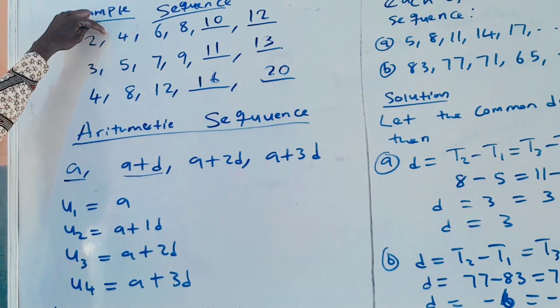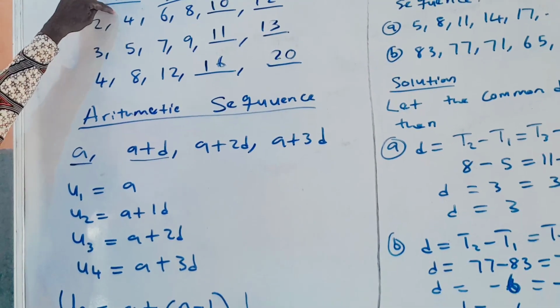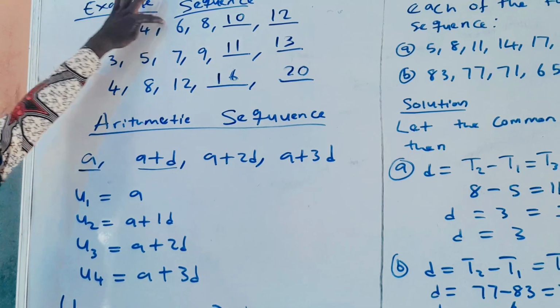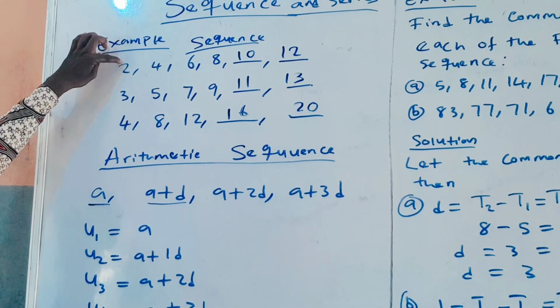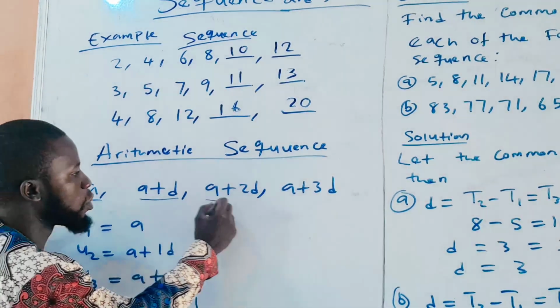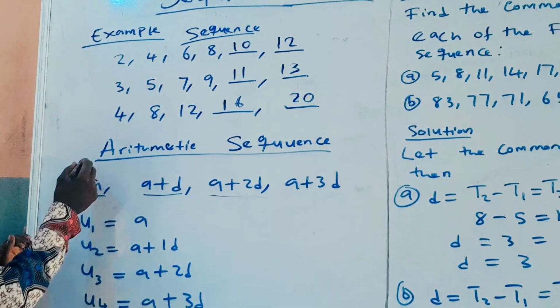Why? Because if you look at it, from here to here is what? 2. Here, if you check this place now, this will be 2 times 2, that's 4. That is, I have 4 to this 2. You are going to have 6. So that's why you are having a plus 2d. So this is what we call first term.